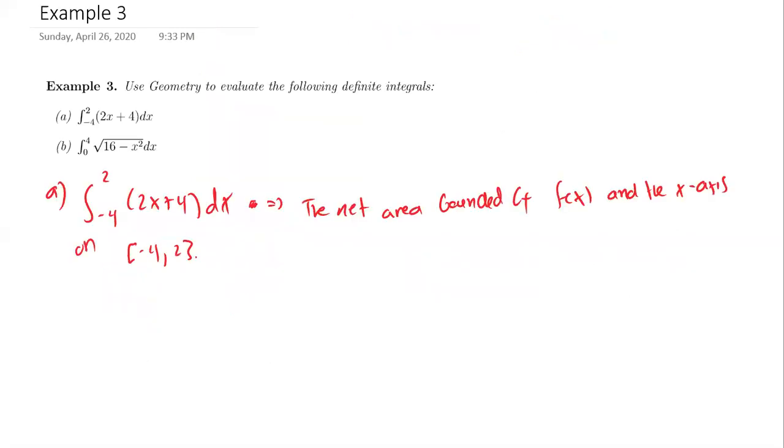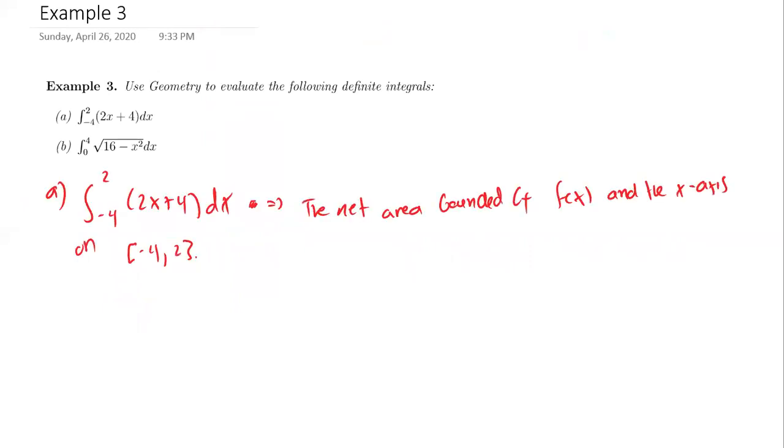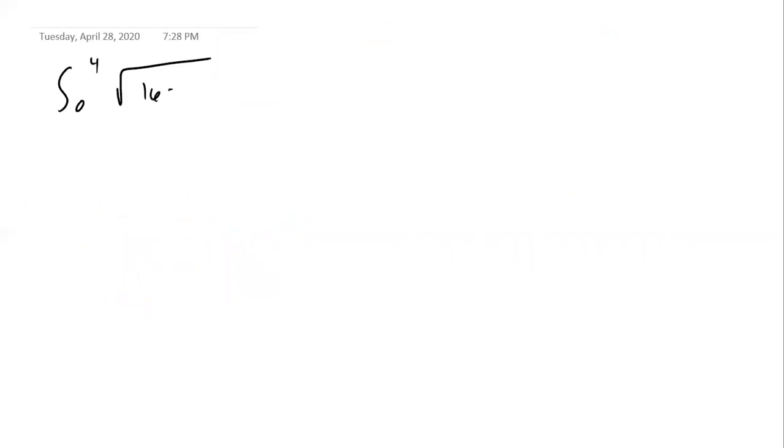Now, that was the first part. The other one was the integral from 0 to 4 of the square root of 16 minus x squared. And again, we want to graph this, okay? Because we want to find the net area. We want to do it geometrically. We want to find a picture of this.